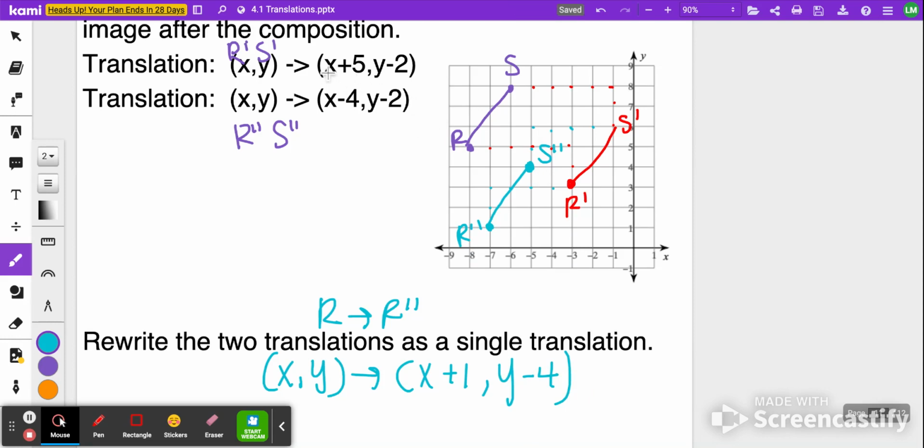The other way you could look at it is how do your x's change? I have a positive 5 and a negative 4. That means that's a positive 1 x change. And a negative 2 for the y's, twice, which automatically produces that negative 4 for the y.